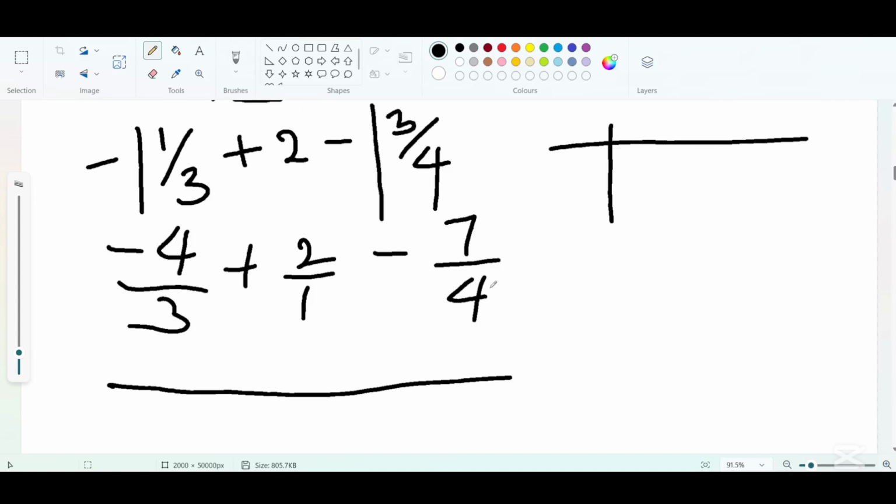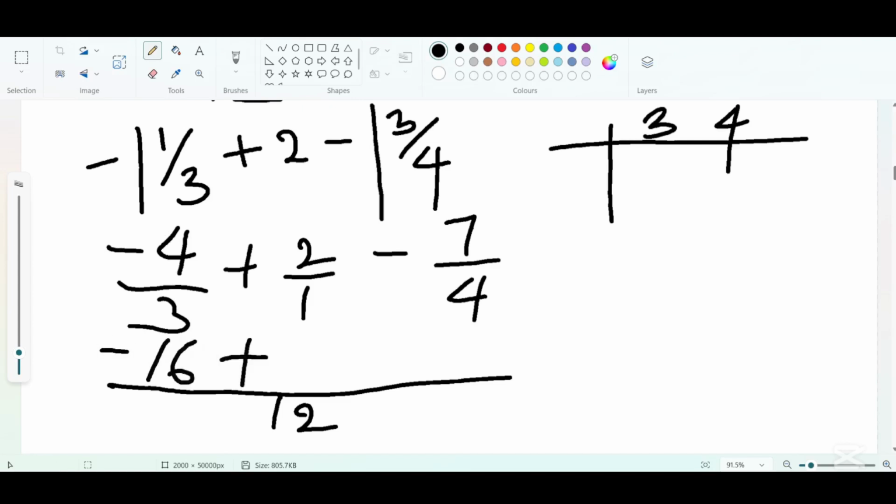So the denominators we need to find their LCM are 3 and 4. Like we did in the past example, the LCM is 12. So the LCM is 12. So we now say 3 in 12, that will be 4. And 4 times 4, that will be 16. So this is going to be minus 16.